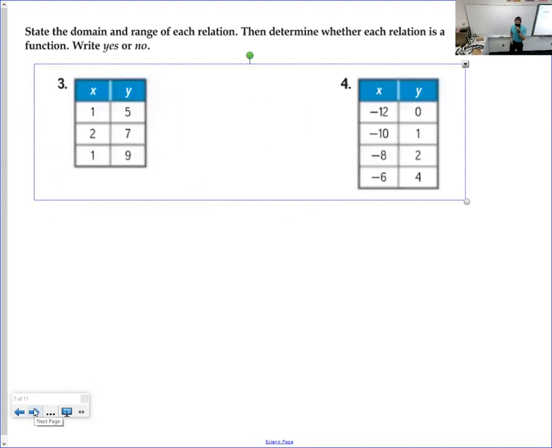Let's pick one of these. I don't think we need to do both of them, right? So do we want to do 3 or 4? 3. So do 3 on your own. There is a nice part about tables with domain and range, I think, right?